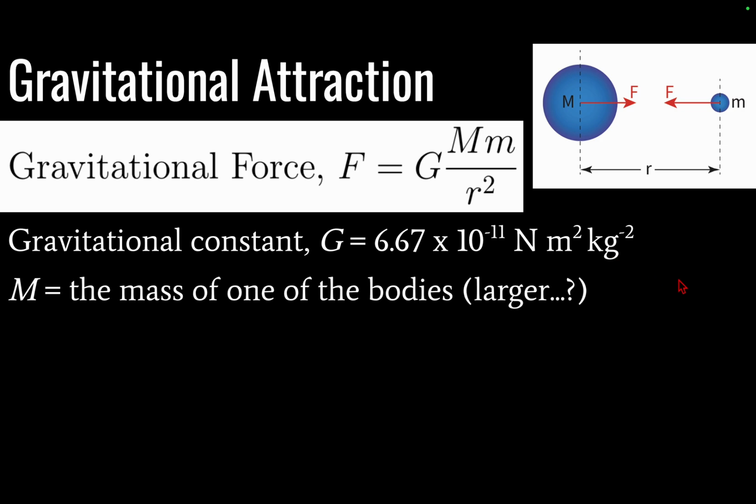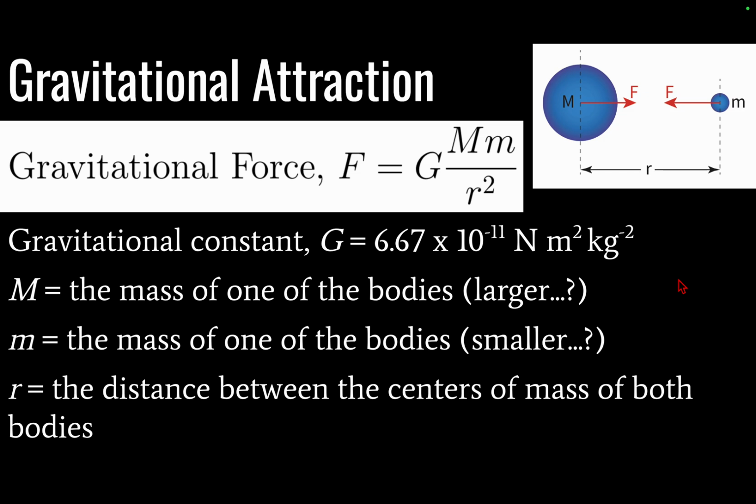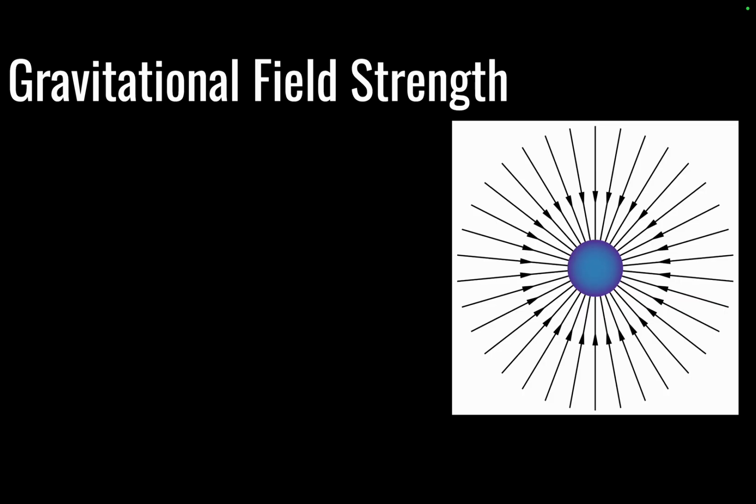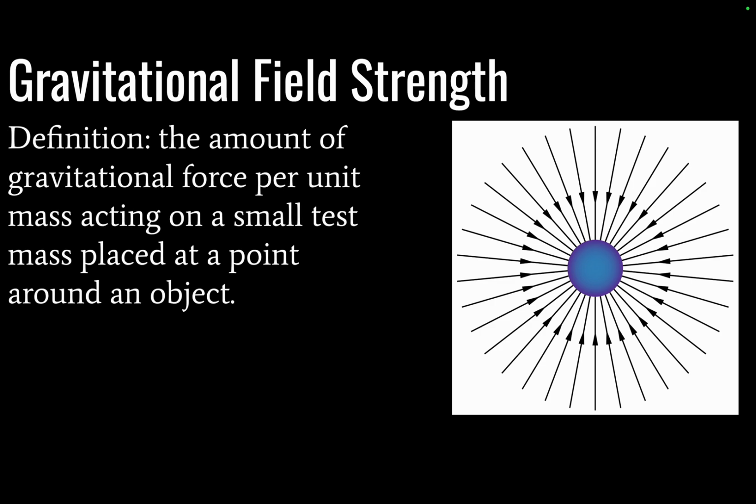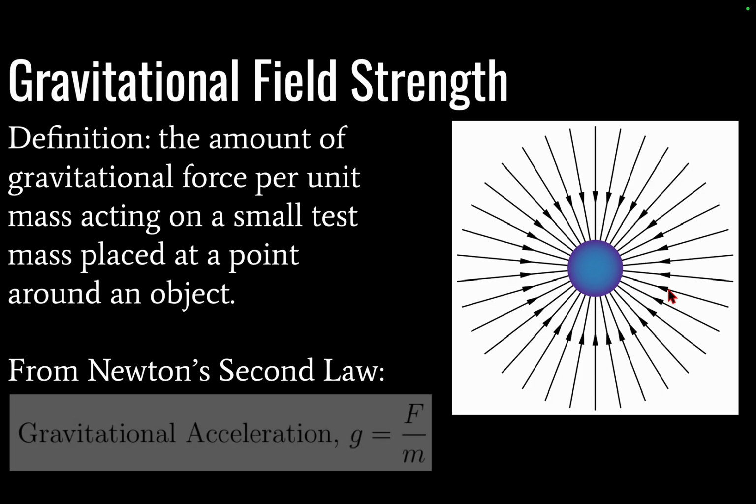Okay, defining variables, just so it's very clear. We've already talked about all of those. There you go. Okay, next, gravitational field strength is the amount of gravitational force per unit mass acting on a small test mass placed at a point around an object. Okay, so we could place our test mass anywhere around here, and we'll talk about that a bit more in a second. But first, let's look at Newton's second law.